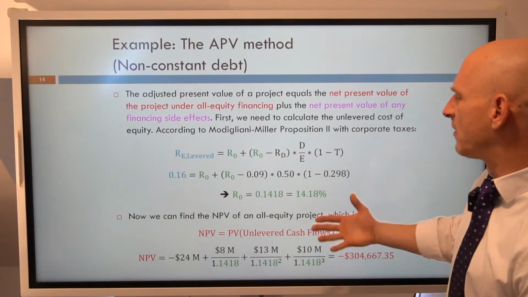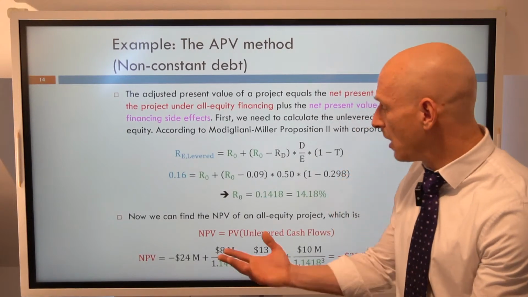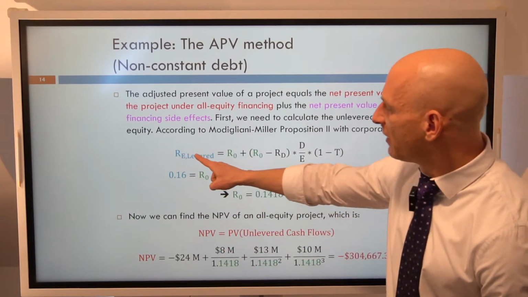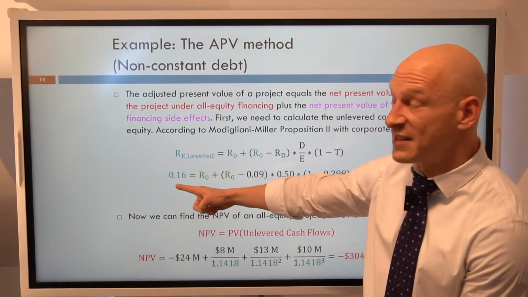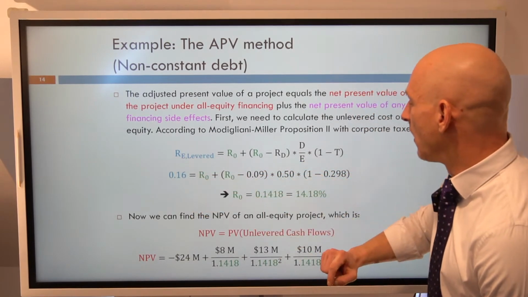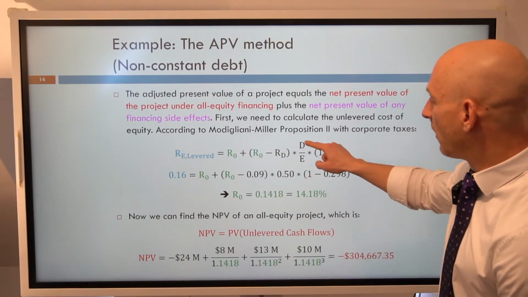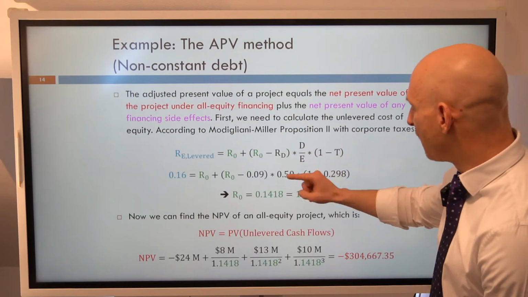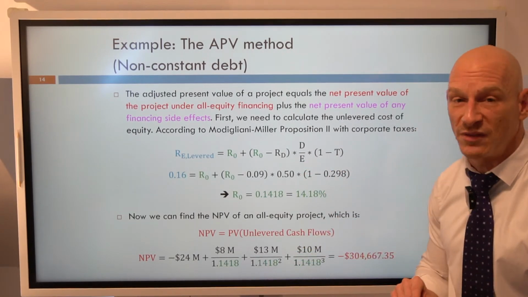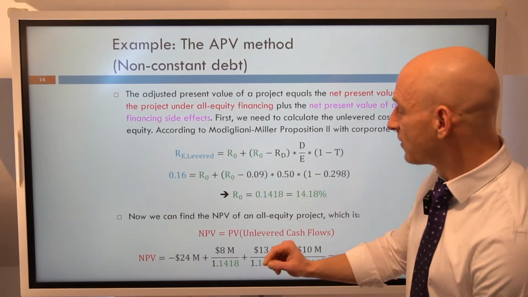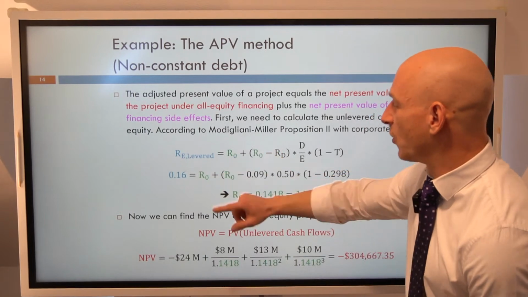And this is maybe a slightly different use of Modigliani-Miller than you've seen before, but again, it's the same formula. The only difference is now we actually do know the levered cost of equity. It's given, 16%. We know the cost of debt, 9%. We know the debt to equity ratio, 50%, was given. And we know the corporate tax rate, 29.8%. What we do not know is R0, also called RA, the unlevered cost of equity.